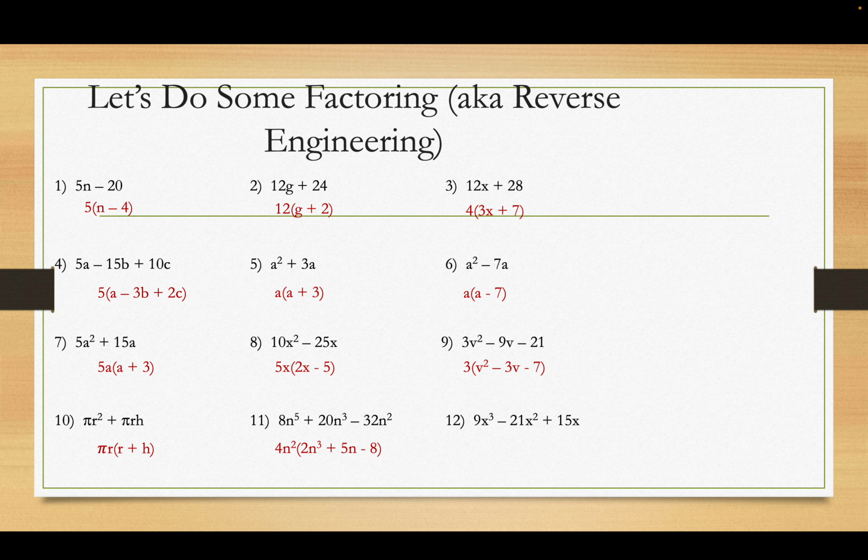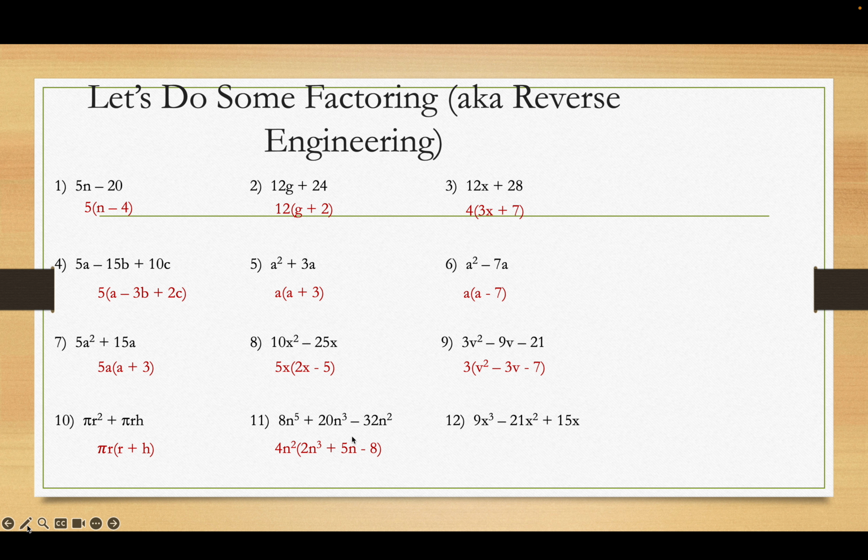20 divided by 4 is 5. It was n to the third. I'm taking away 2 of them, so that's n to the first. And negative 32 divided by 4 is negative 8, and both of those n's in the n squared came out factored. Now let's check ourselves by distributing back. 4n squared times 2n to the third is 8n to the fifth. 4n squared times 5n is 20n to the third. And 4n squared times negative 8 is negative 32n squared.